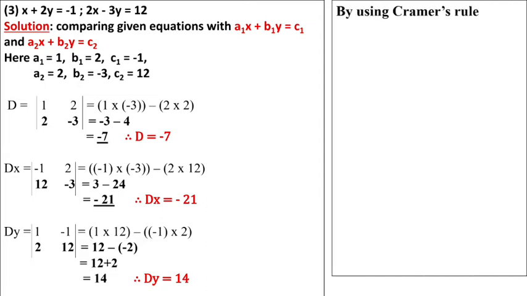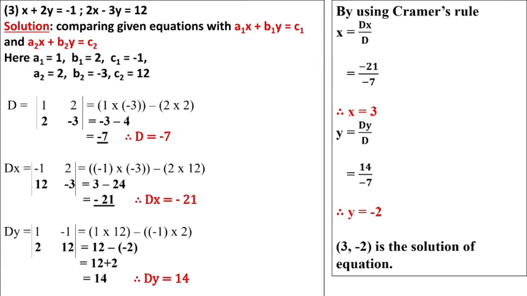Now student, by using the Cramer rule, x equal to dx upon d. The dx value we have is minus 21 and the d value we have is minus 7. Minus minus cut, 7 1s are 7, 7 3s are 21. So x value we got is 3. So y equal to dy upon d. The dy value we have is 14 and the d value we have is minus 7. 7 1s are 7, 7 2s are 14. Therefore y equal to minus 2. So our answer is 3 and minus 2 is the solution of the equation. I hope you have understood.